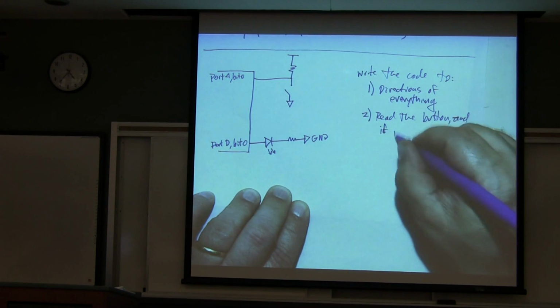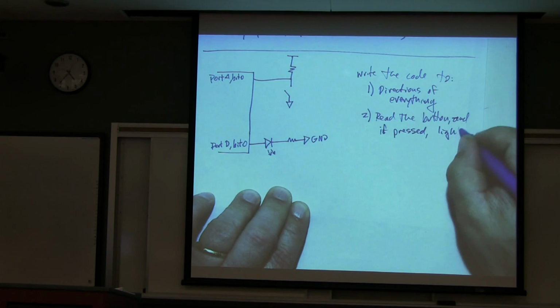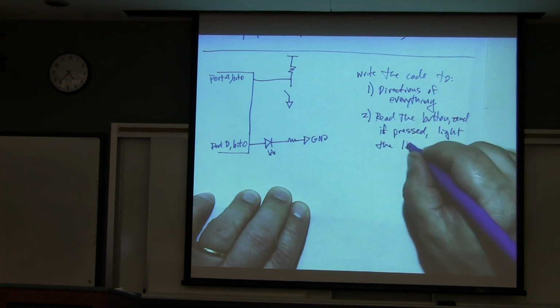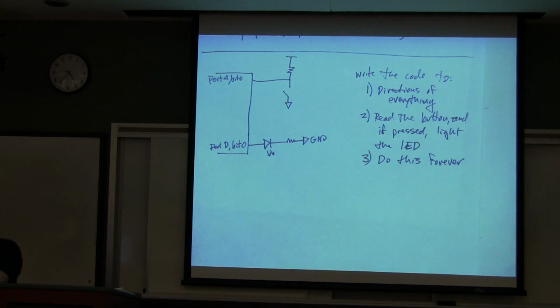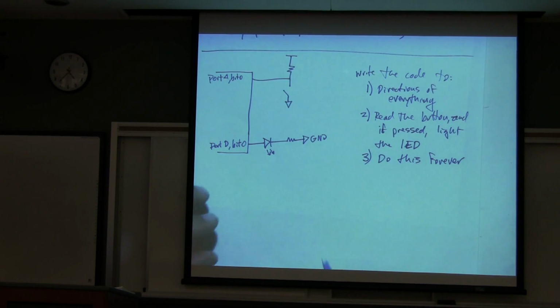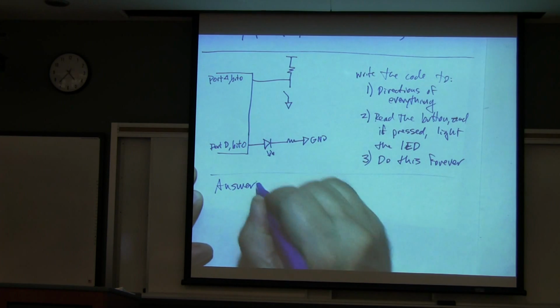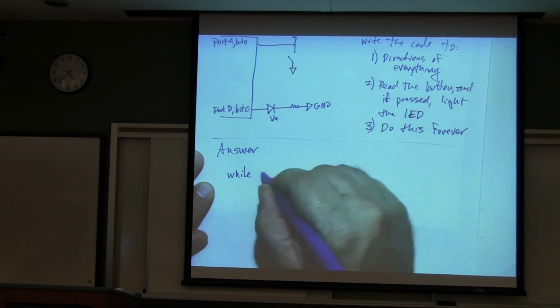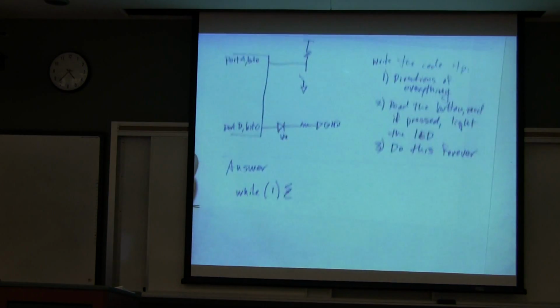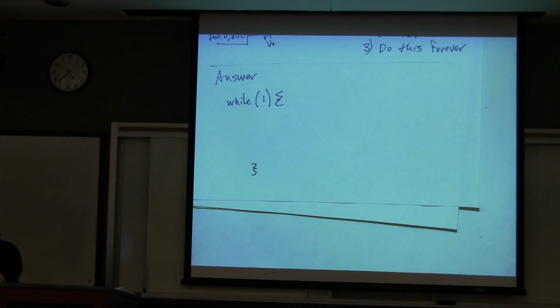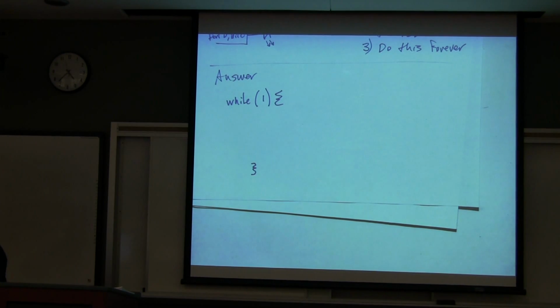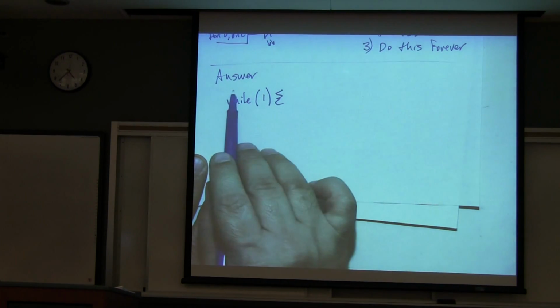And if pressed, light the LED. Do this forever. What is the line of code saying do this forever? While 1. So I'll give you a hint. The answer is going to be while 1, and then there's going to be a lot of stuff inside. Although I could also say the direction of everything, you could put outside the while loop.